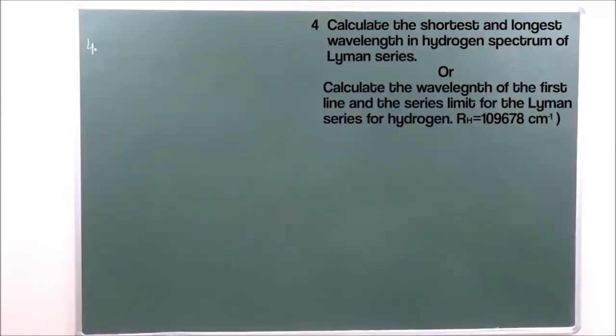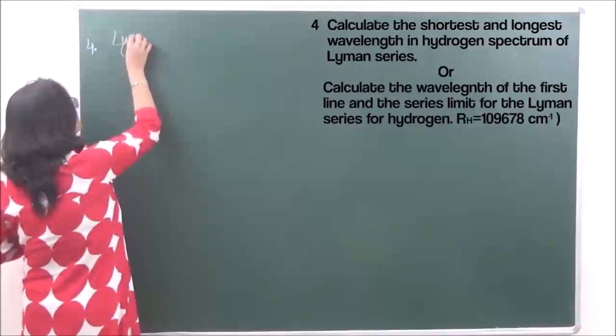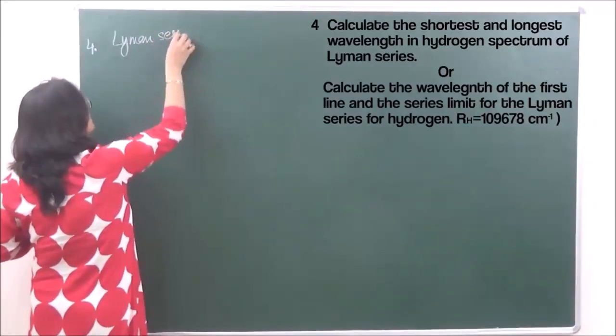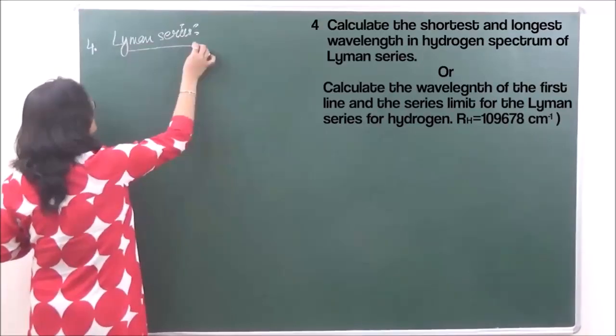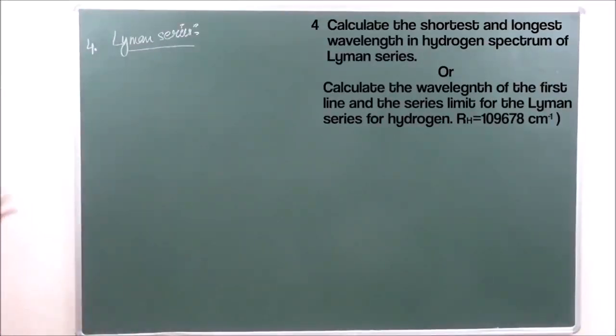The fourth question is, calculate the shortest and the longest wavelengths in hydrogen spectrum of Lyman series. And it has been put in another form. Or calculate the wavelength of the first line and the series limit for the Lyman series for hydrogen. Both the questions have the same meaning. So what are they asking? Calculate the shortest and the longest wavelengths in hydrogen of Lyman series. Now when we are talking about Lyman series, they have asked us to calculate for two transitions, the longest and the shortest.